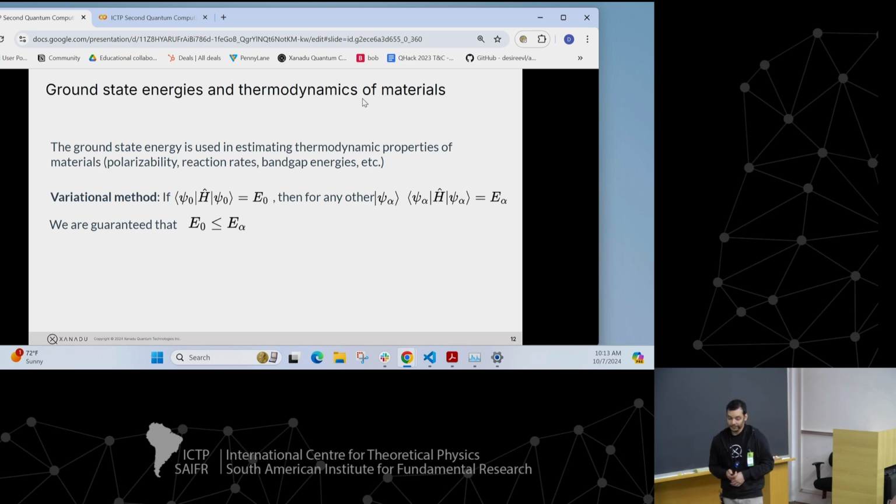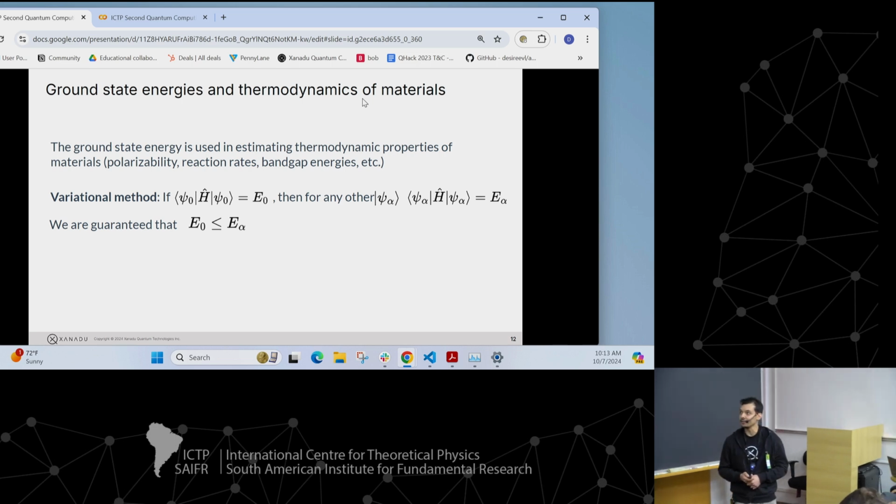The workhorse of a lot of quantum chemistry is a very simple tool known as the variational method, where you know that if you, by some miracle, were given the true wave function describing your ground state, and you have the Hamiltonian of your system, if you calculate the expectation value of that Hamiltonian given the true ground state wave function, you have the ground state energy that you're looking for.